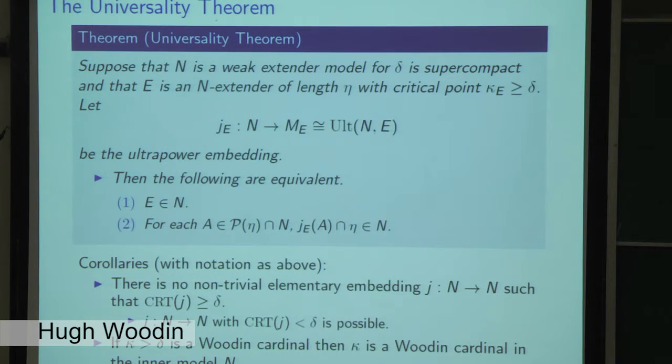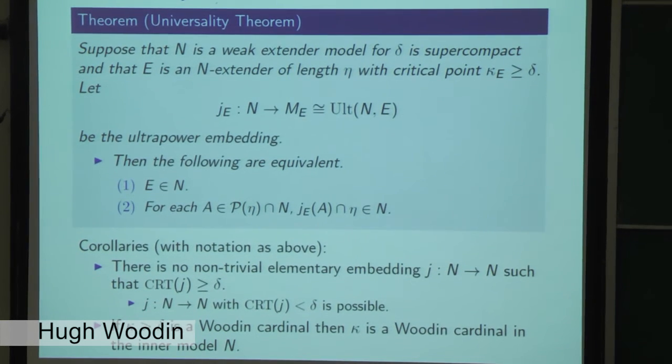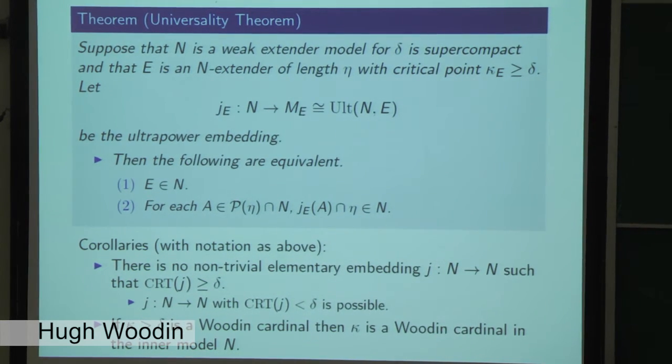Here's a typical transference that you get. If kappa bigger than delta is a Woodin cardinal in V, then kappa is a Woodin cardinal in N. And the point is that you can witness Woodinness in V by extenders that are cohering with N, and those extenders are in N. And this works for everything. You just take any large cardinal hypothesis, you can do a coherent form of it, and they all go down.